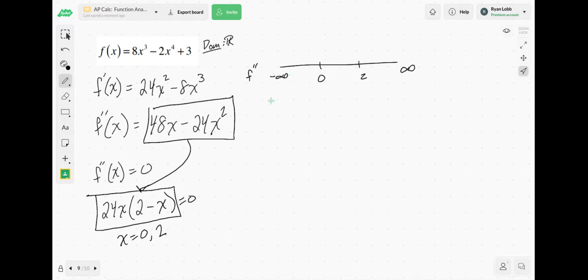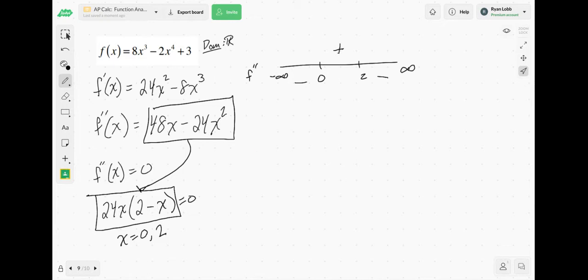So if we think here, 24 times x, well, if x is negative, that's a negative. So anywhere over here, I already know that's negative. And then 2 minus the negative is positive. So you just go, oh, well, that's a negative times a positive, which is negative. So negative in here. I don't even need to plug in a value. Just know that I'm negative over there. In here, 1. So 2 minus 1, 24 times 1, positive. And anything over here, 10, positive, negative. There we have it. All right.